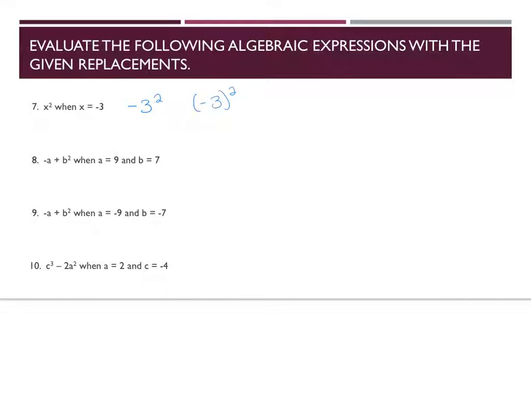Well, when I look at this problem, if I want x to be -3 and I want to square x, I don't want to do this. I want to square the entire quantity, the negative and the 3. So use your parentheses when putting this into the calculator. -3, close your parentheses, and then put a square on it, and you should end up with 9 for an answer.